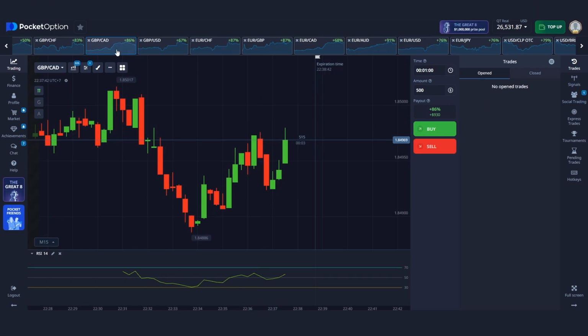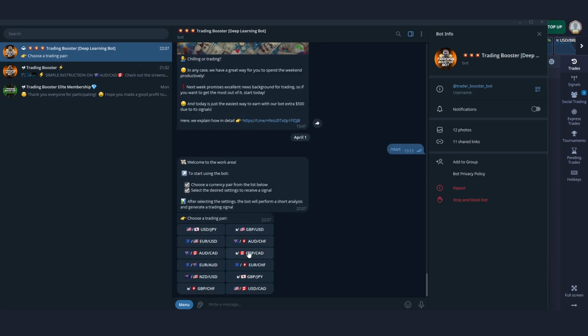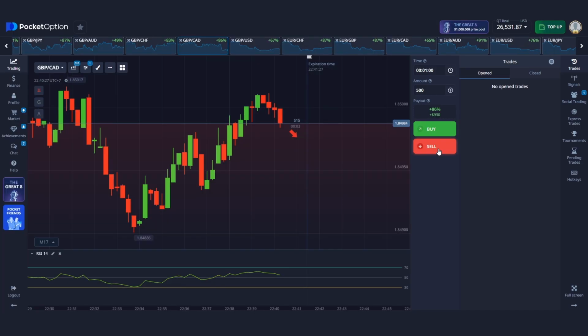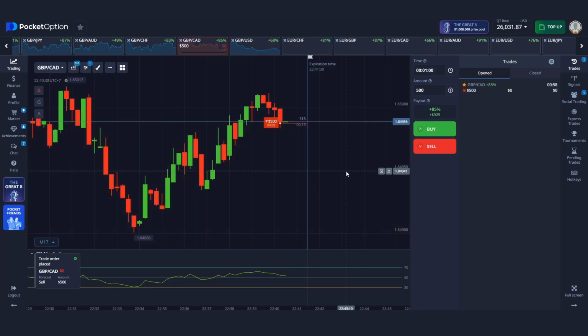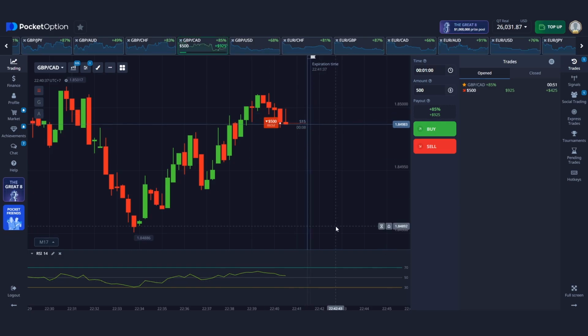For example, I will choose the currency pair British pound, Canadian dollar, and receive a signal from the booster bot again. I receive a sell signal, and right from here, I open my sell trade. As you can see, it is currently near the middle zone, more precisely the RSI value, so you can be confident that the price will move in the desired direction.